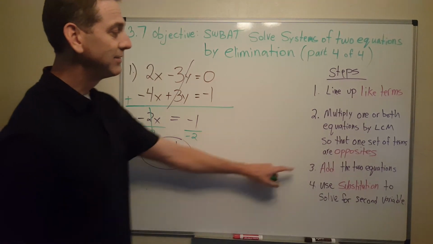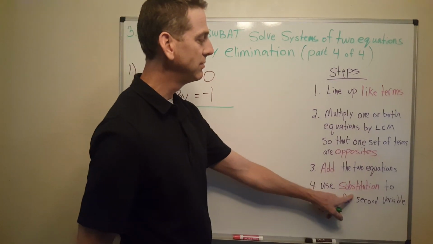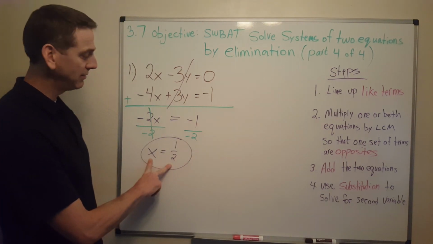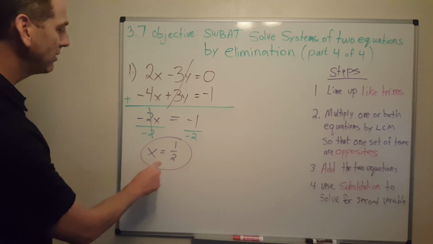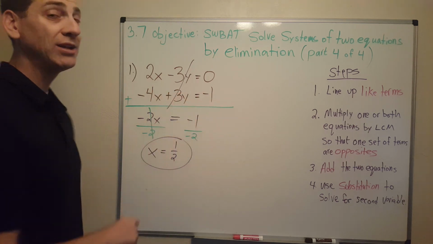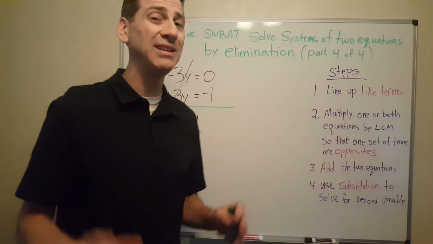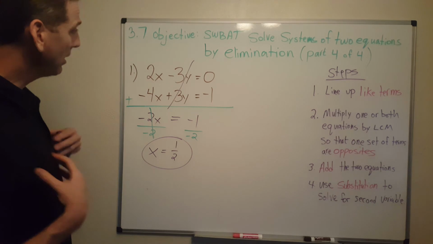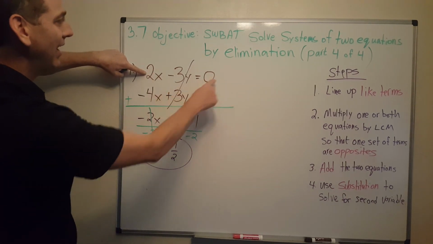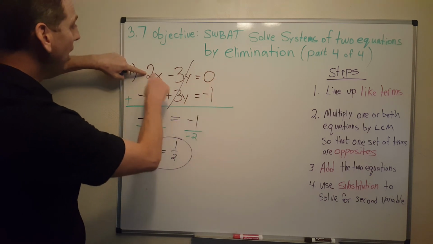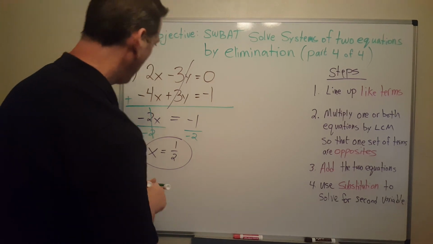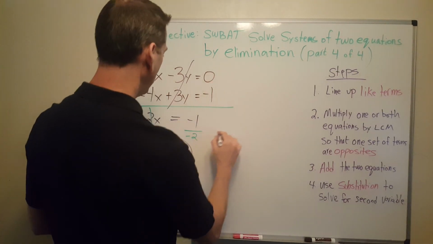All right? So now I'm going to use substitution to solve for the second variable, okay? So now I know what x is. Now I need to find y. So I can substitute 1/2 into either one of these equations. It doesn't matter. Just choose which one you think is easier. To me, it looks like the first one is easier because I got a 2 instead of a negative 4, and I have a 0 instead of a negative 1, right? So I'm going to use this top equation.